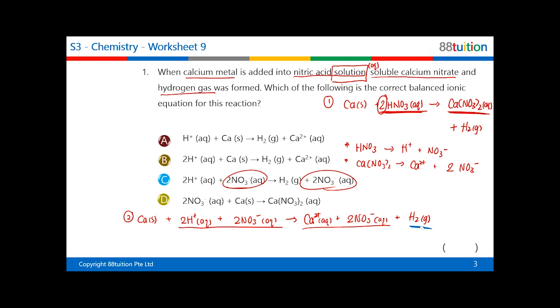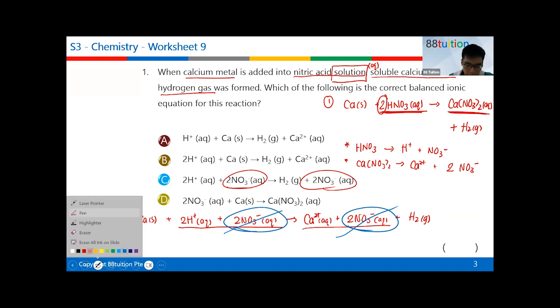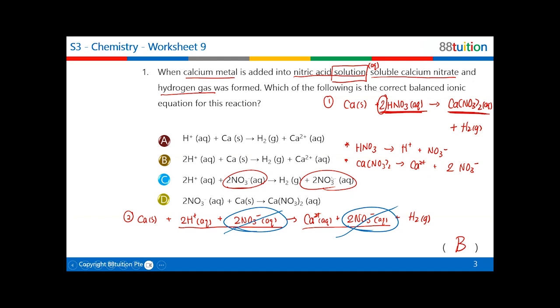So is it B? Is it B for boy? Yes, correct. Your spectator ion is the nitrate, so we need to remove it. Then we just copy down exactly what is remaining. So over here is your calcium solid plus 2H+. The main thing that I think you need to learn is how to split the ions, because that's where usually a lot of students will make careless mistakes. As long as you're okay with that one, finding the spectator ions should be quite okay.